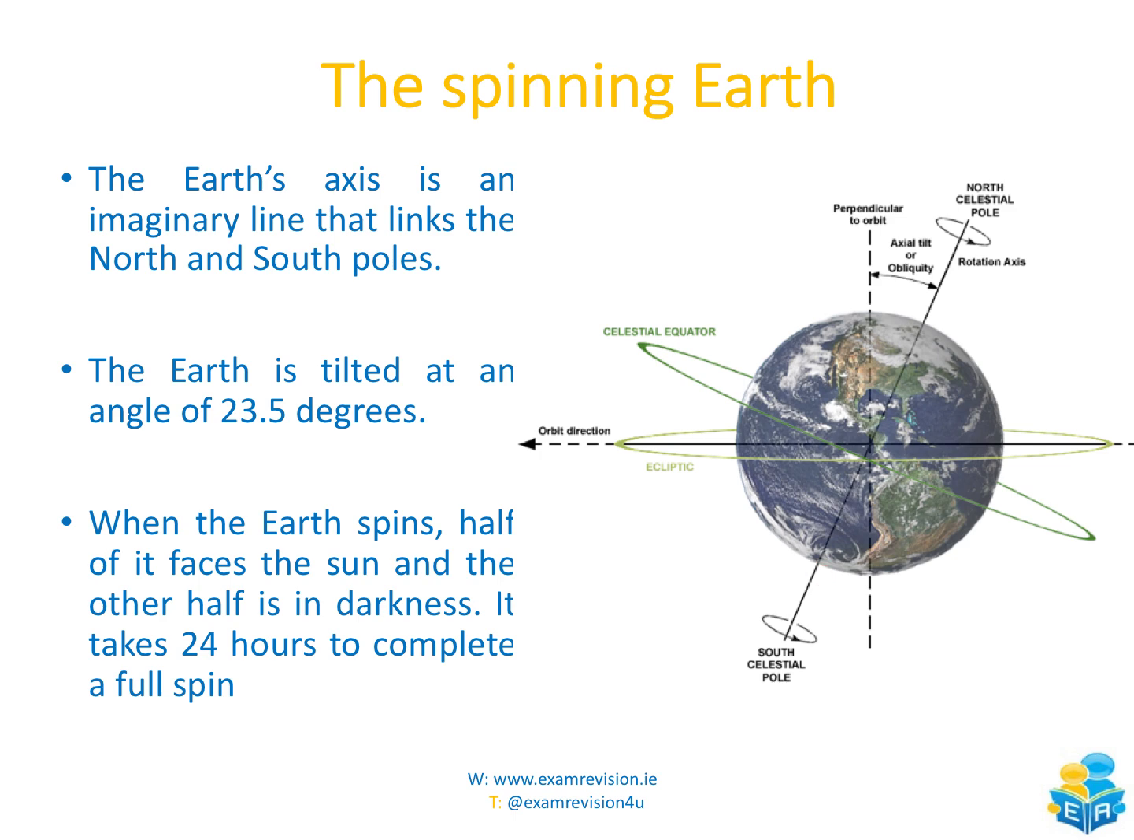Now this tilt has been calculated to be at an angle of 23.5 degrees. Okay, so if we were to calculate this angle in here, it's 23.5 degrees. When the Earth spins, half of it is going to face the sun at all points and the other half is going to be in darkness. It's not receiving light from the sun. It takes 24 hours to complete a full spin.